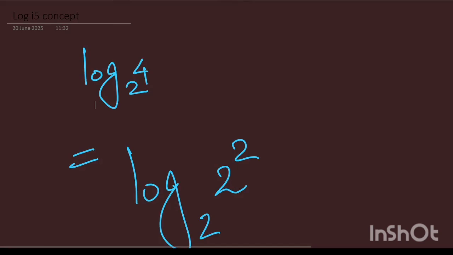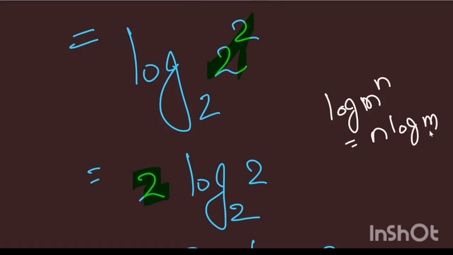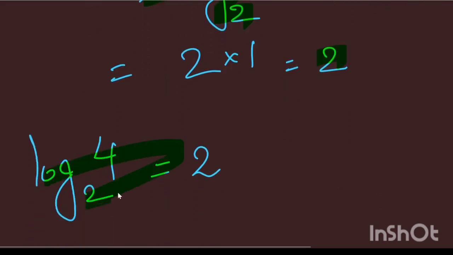So guys, let's say what is the value of log 4 base 2? We can write 4 as 2 square, and 2 will come in multiplication using log m to the power n is n log m. So log 2 base 2 we know is 1, so it is 2. Okay, so log 4 base 2 is 2.